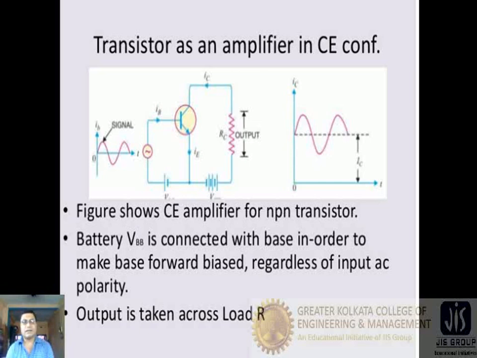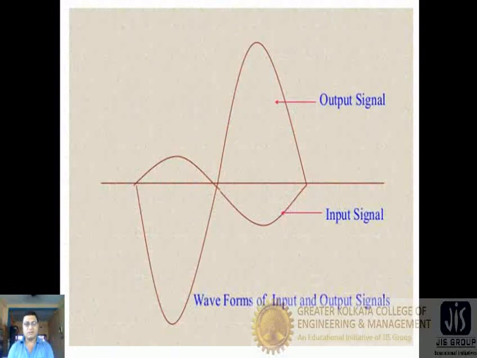So a transistor as an amplifier, when it is a common emitter amplifier, the figure shows the common emitter amplifier for an NPN transistor. The battery VBB is connected to the base in order to keep it forward biased regardless of the input AC polarity. Output is taken across the RL, that means it is the output voltage of the transistor. In this figure, we will understand how the transistor works and why there is a phase shift between the input and output.